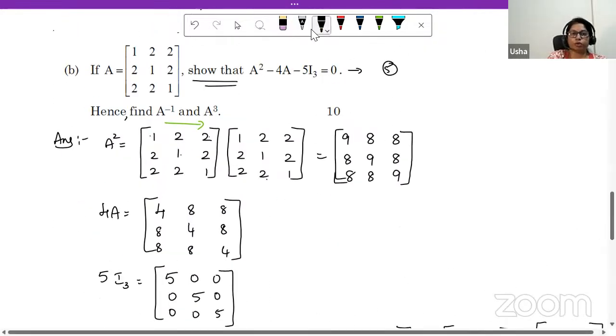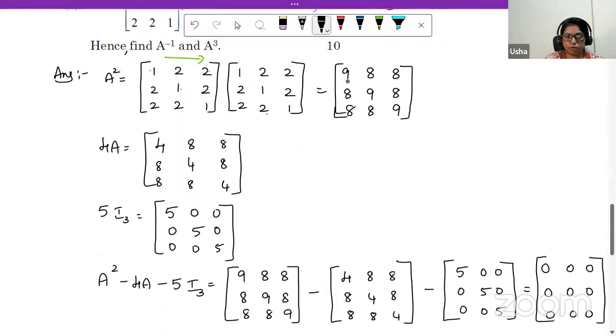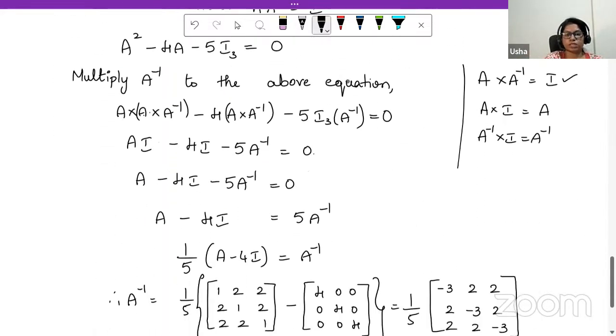This you will do only when they have given an equation and then they ask you, hence find A inverse. Only if the question is asked this way, you should do like this. Otherwise, you follow the initial usual adjoint method. Hope this is clear now.